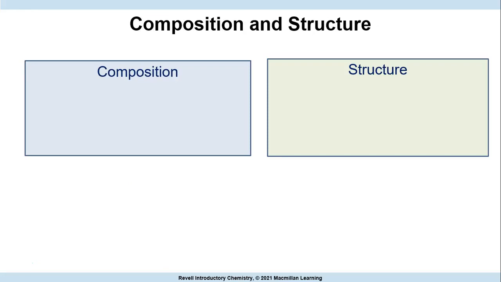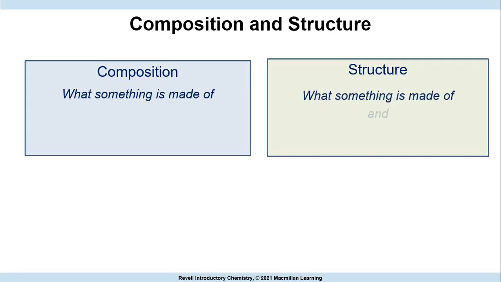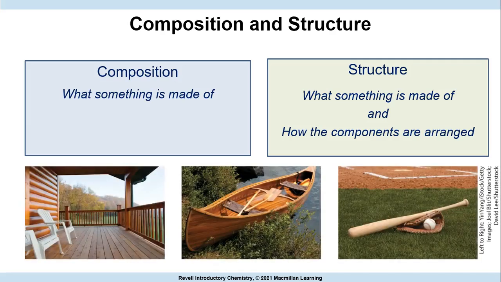So we are going to be looking at structure and composition here. When we talk of composition, we are talking about what something is made up of. And when we talk of structure, we talk of what something is made up of and how the components in that structure are arranged. Okay, so now looking at these pictures here, we are talking about the composition and the structure, what the things are made up of and how the components are arranged.